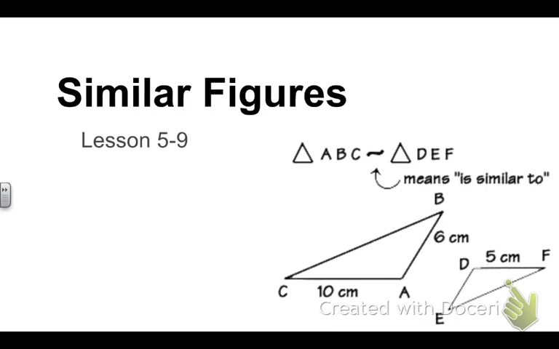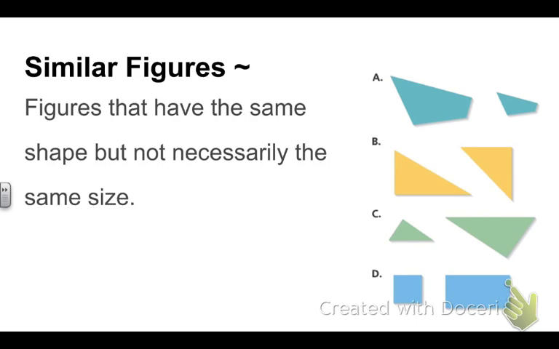So today we're going to talk about Lesson 5.9, similar figures. For a definition, similar figures are figures that have the same shape, but they're not necessarily the same size. If they were exactly the same size and shape, then it would be congruent figures. But we're just going to talk about similar figures. They're in proportion to each other.